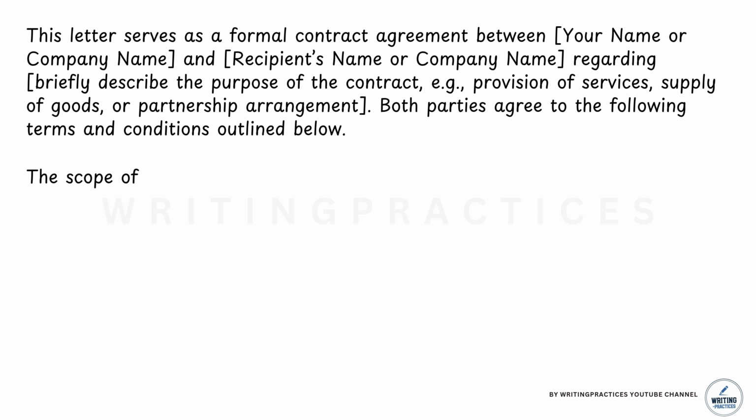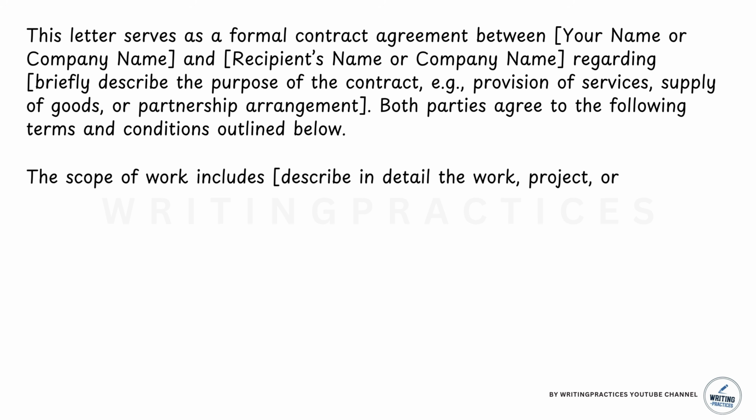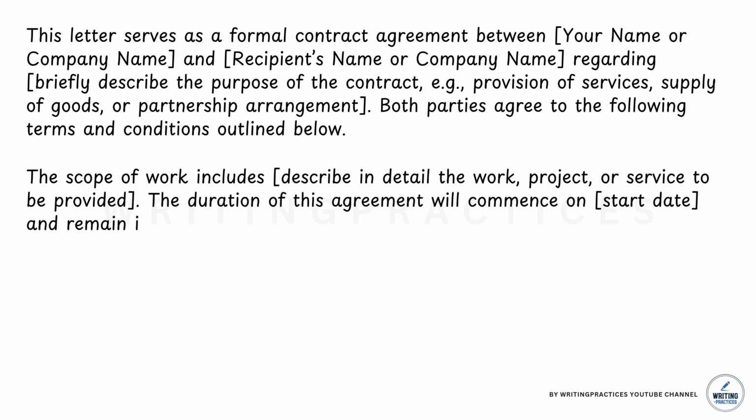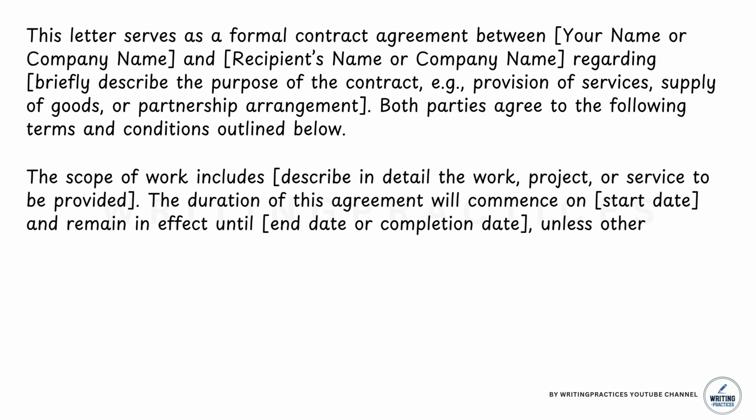Second paragraph, scope and duration. The next part explains what the contract covers and how long it will last. The template states, "The scope of work includes," then describe in detail the work, project, or service to be provided. "The duration of this agreement will commence on start date and remain in effect until end date or completion date, unless otherwise terminated in writing by either party under mutually agreed conditions."